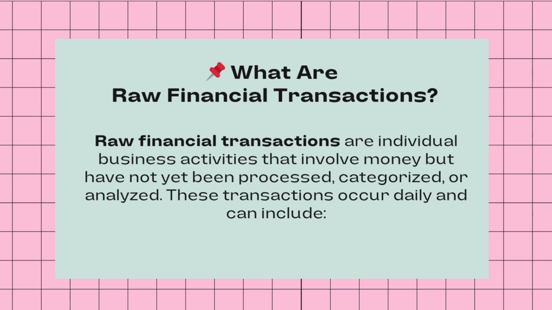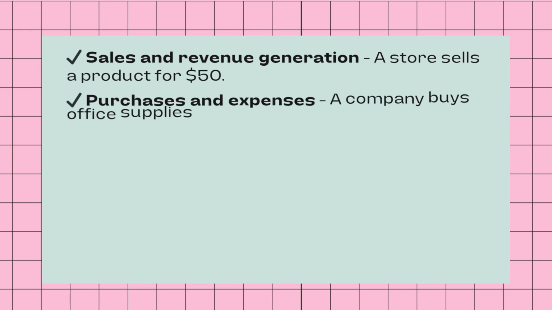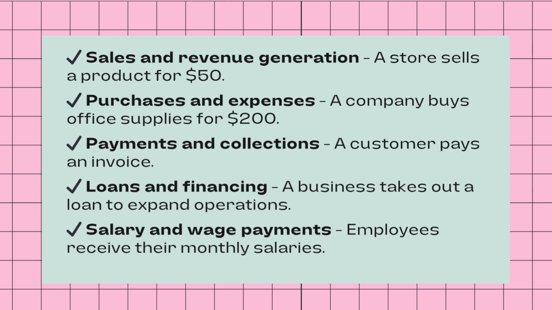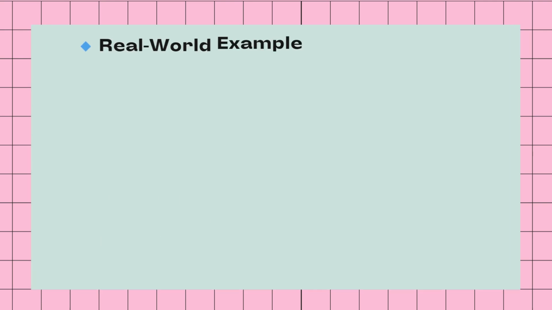These transactions occur daily and can include sales and revenue generation. A store sells a product for $50. Purchases and expenses. A company buys office supplies for $200. Payments and collections. A customer pays an invoice. Loans and financing. A business takes out a loan to expand operations. Salary and wage payments. Employees receive their monthly salaries.